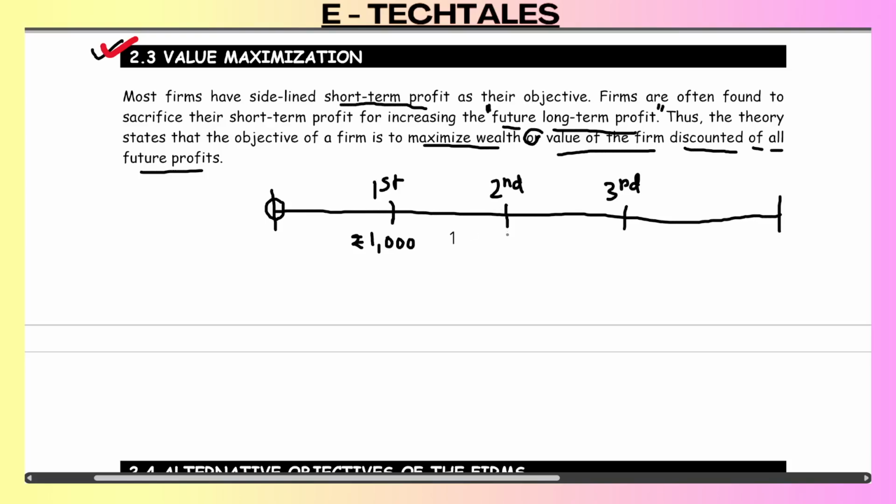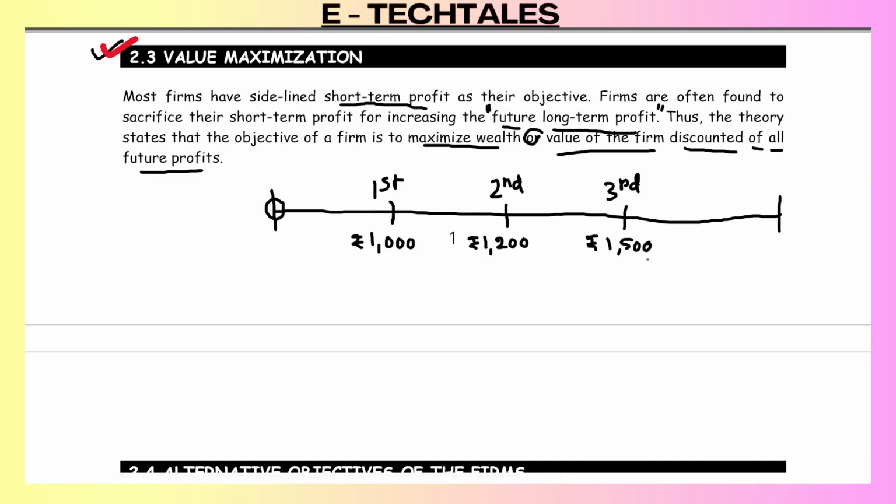In the second year the company has 1200 rupees of profit, and in the third year the company has a profit of 1500.